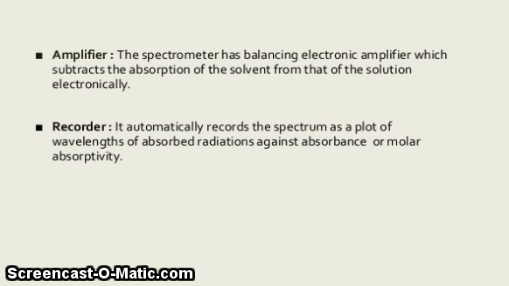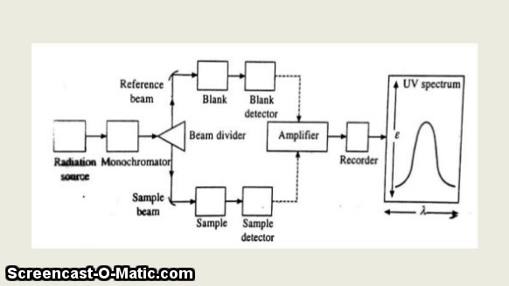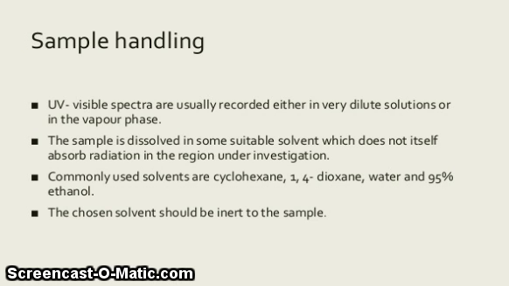Now the amplifier. The spectrometer has a balancing electronic amplifier which subtracts the absorption of the solvent from that of the solution electronically. Recorder: it automatically records the spectrum as a plot of wavelength of absorbed radiation against absorbance or molar absorptivity. You can see here the reference beam, sample beam, blank detector, sample detector, amplifier, recorder, UV spectrum.